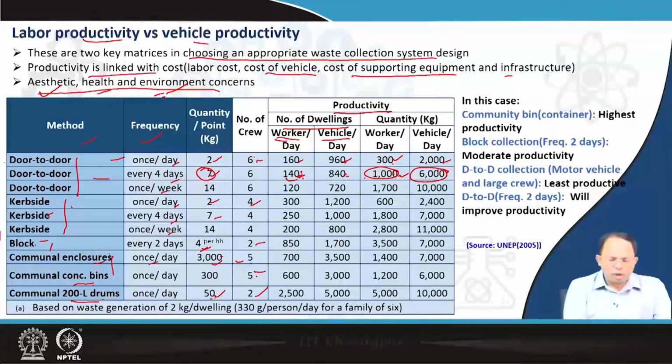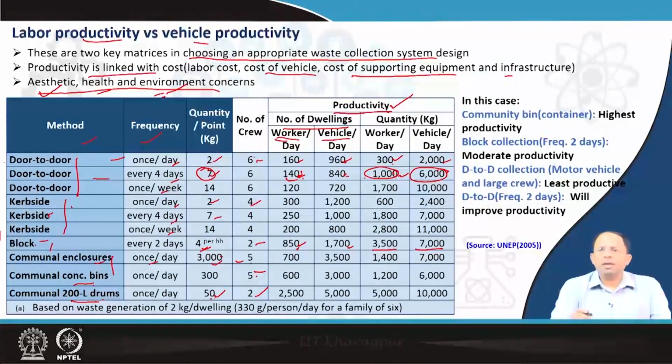Similarly, for block collection, we see productivity of 850 dwellings that can be covered by each worker, whereas for a vehicle 1700 dwellings could be covered. In terms of waste handling, 3500 kilograms per worker, whereas 7000 kilograms per vehicle could be covered. So you can see that different kinds of collection systems result in different kinds of productivity.